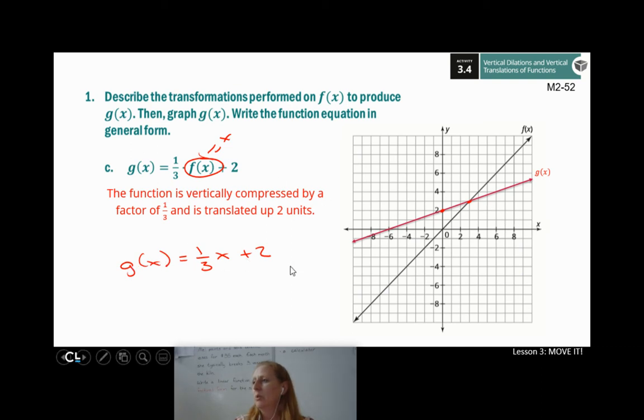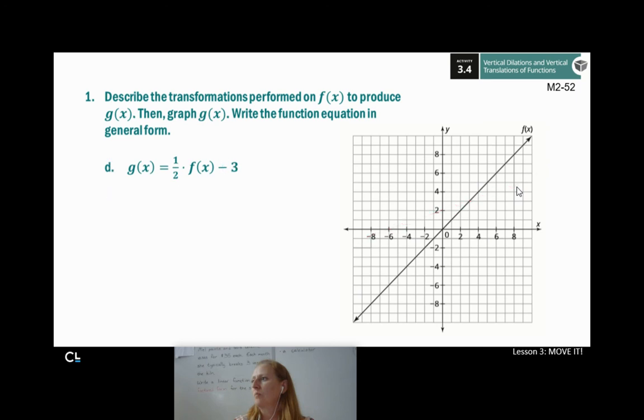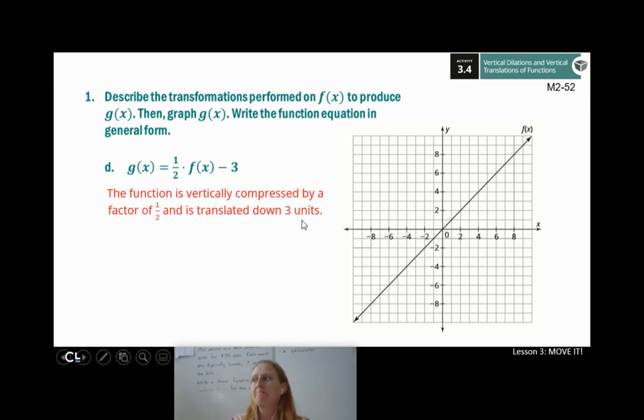So look at that. We wrote the equation in general form, and then we used it to help us graph. Oh, I guess I did have one more. D. Let's talk D. If you're multiplying by a half, that's definitely getting smaller, right? It's less than 1. You're cutting it in half. So it's not going to be vertically stretched. It's going to be vertically compressed by a factor of 1/2. And the minus 3 means it's going to be translated down 3 units.